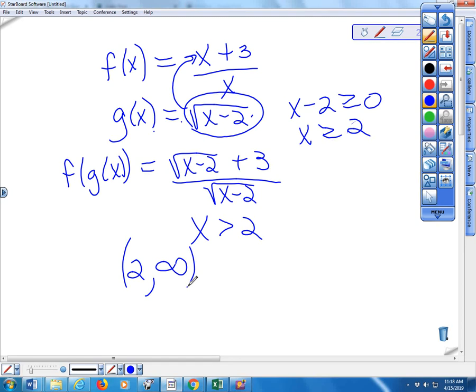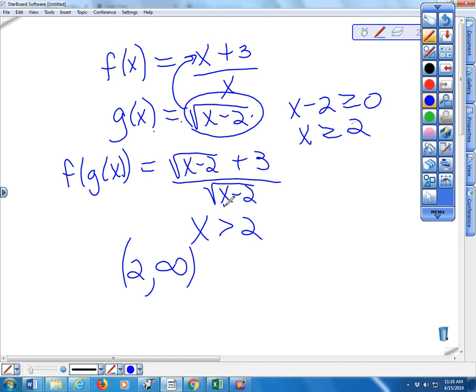Does that make sense? You're just having to find the domain twice. You have to find the domain of what's going in, and then the domain of what the function was at the end. Now, why do you not bracket 2? Because it can't be 2. If it's 2, my denominator is 0.